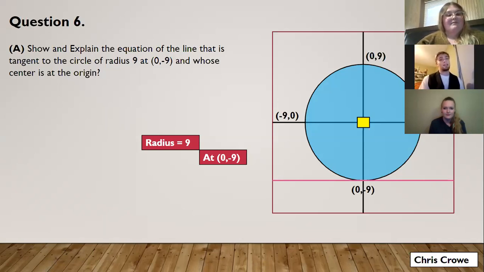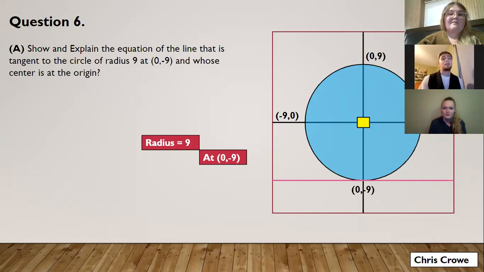Now, that's a lot of words, so let me simplify this. That little yellow square right there represents the origin of the graph. The origin is simply the center point of the graph. It's 0, 0, looking at it in the way of an ordered pair, just the exact center of the graph. And with our little yellow square representing that, we see a pink line drawn across the bottom of the graph along the one point where the circle touches that line, which is 0, -9.